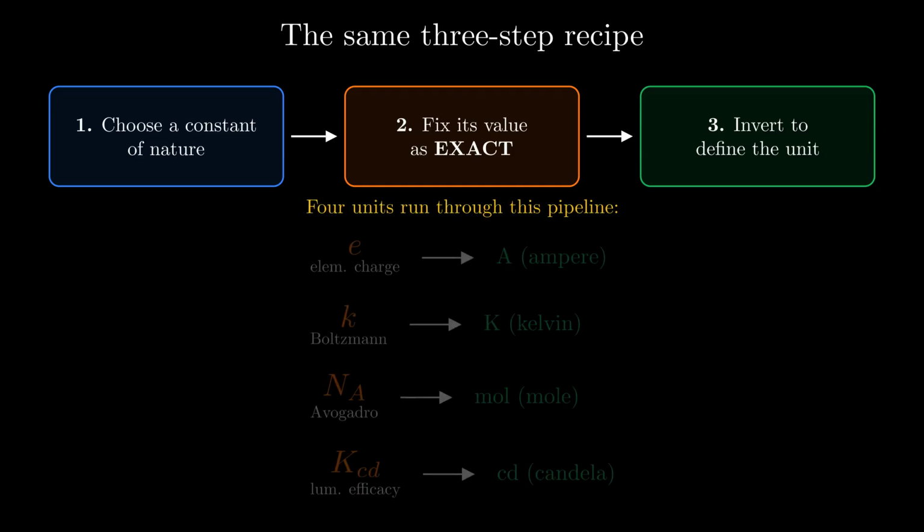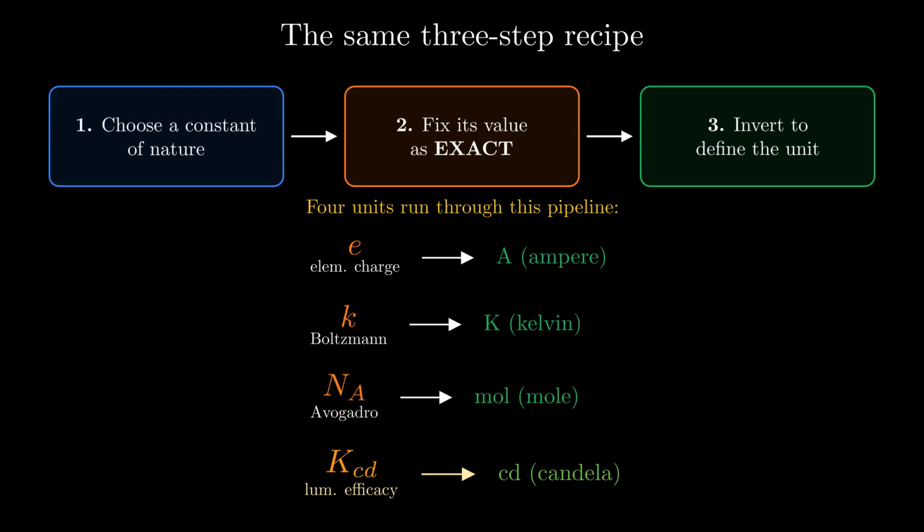Four units run through this pipeline. The elementary charge gives the ampere. The Boltzmann constant gives the kelvin. The Avogadro constant gives the mole. And the luminous efficacy gives the candela. Start with the ampere, the unit of electric current.